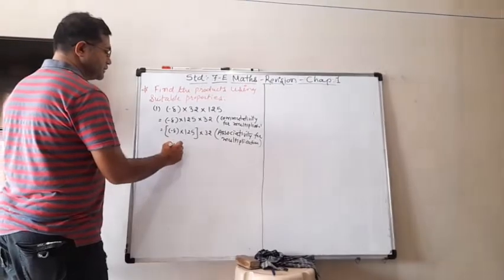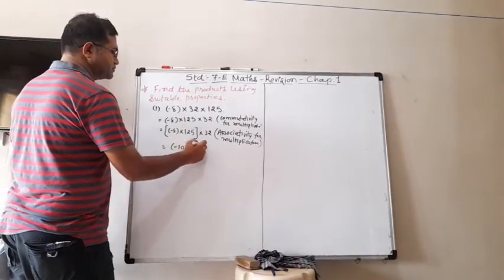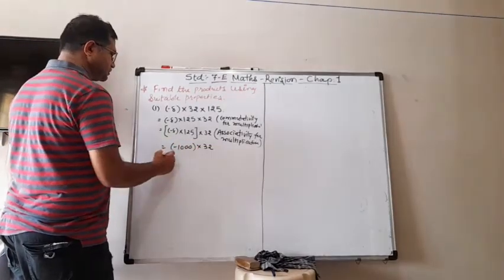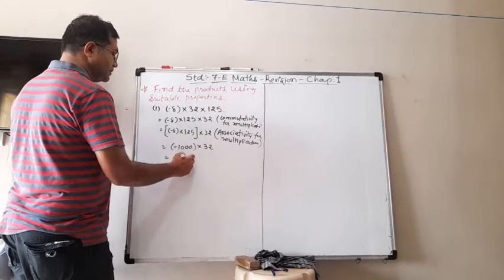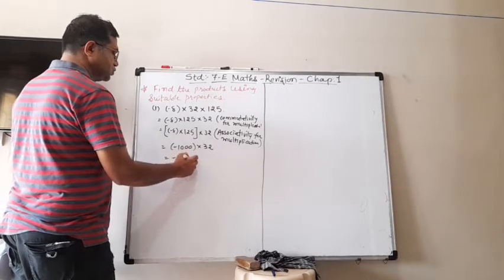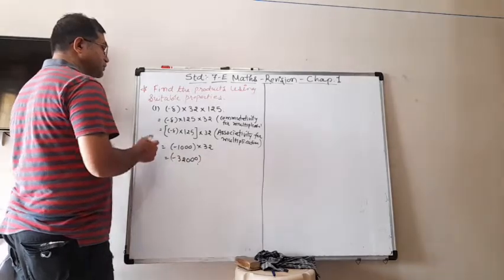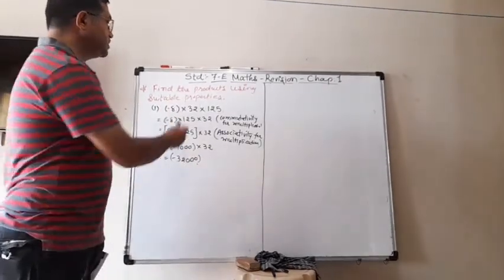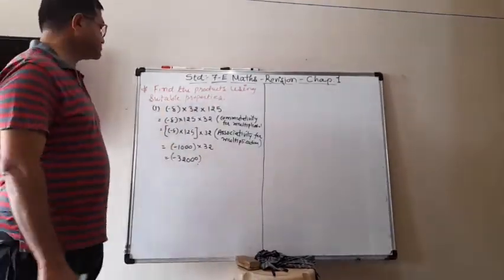So that is minus 1000 multiplied by 32. So it is minus 32,000. So it is easier when we use the properties.